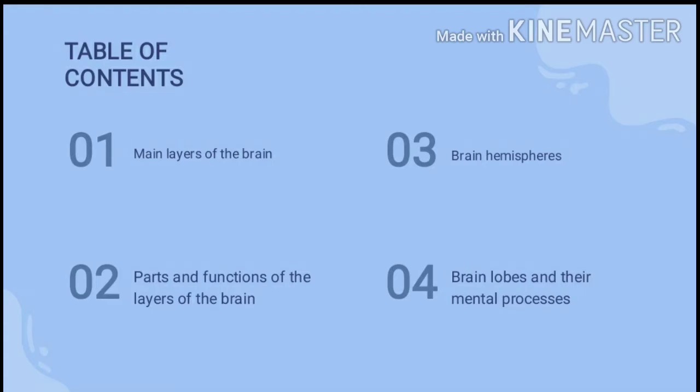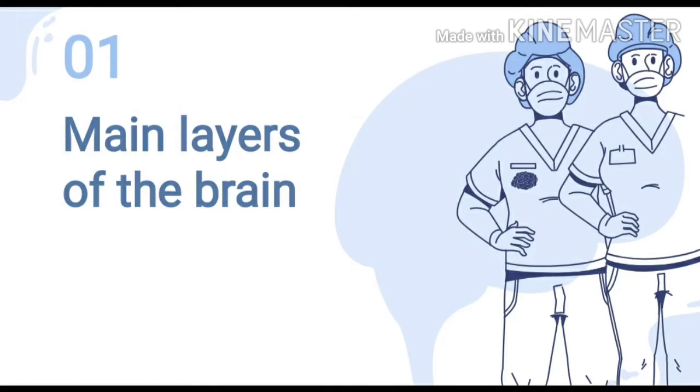Table of contents. Number 1. Main layers of the brain. Number 2. Parts and functions of the layers of the brain. Number 3. Brain hemispheres. Number 4. Brain lobes and their mental processes.